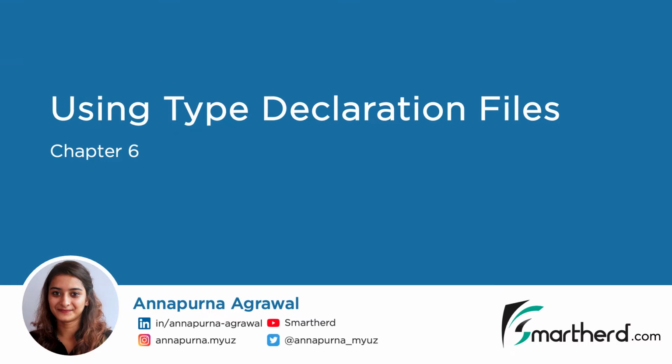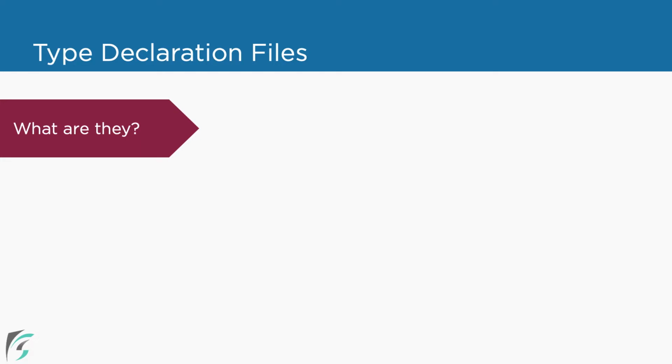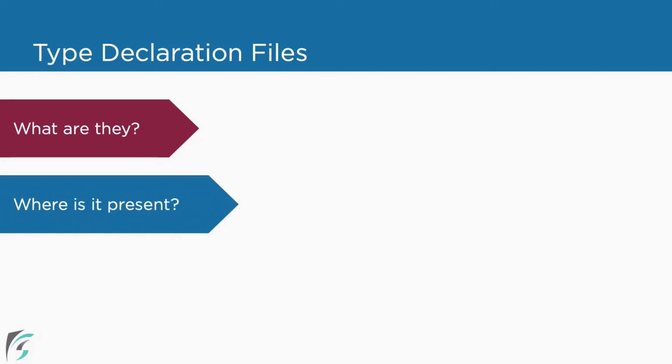In this chapter, we will see how we can take advantage of the available JavaScript libraries in our own TypeScript app. We will see how we can write the code faster. And we will do that using the type declaration files. In this chapter, we will see what the type declaration files are, where we can get them from, and how we can use them.